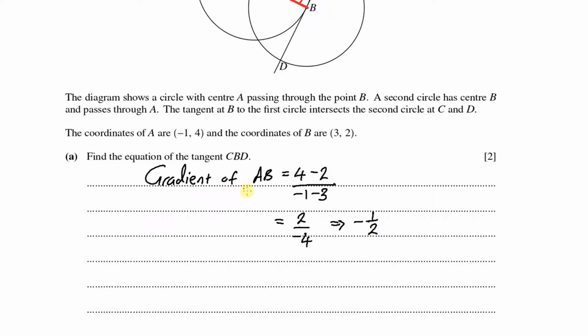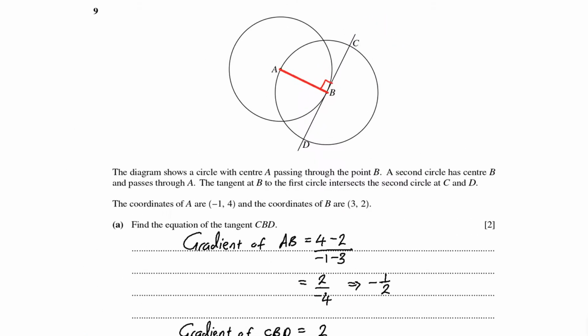So now that we have the gradient of AB, we can therefore say the gradient of CBD should be the negative reciprocal of the gradient of AB, since they are perpendicular. So the negative reciprocal of -1/2 should just be 2. So we now have the gradient of CBD. Now we can work out the equation of the tangent.